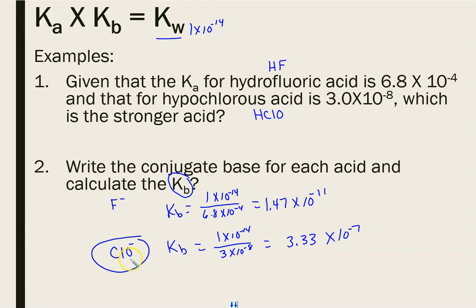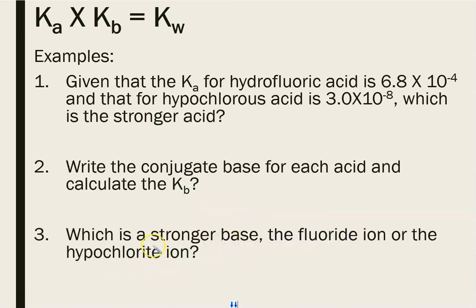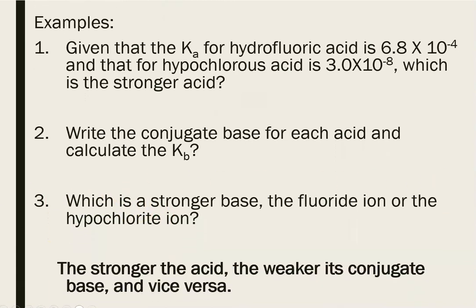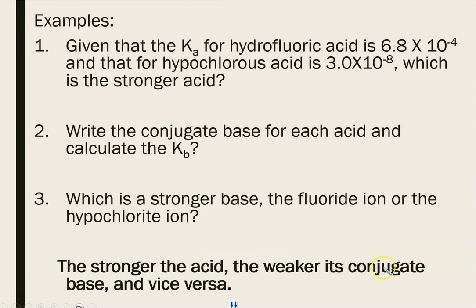So you can see that the stronger the acid, the weaker its conjugate. The weaker the acid, the stronger its conjugate. So for our next question, the stronger base was that hypochlorite ion. And the last part of the notes is: the stronger the acid, the weaker the conjugate base. We will be using this concept quite a bit in our problems, especially with our salt problems.